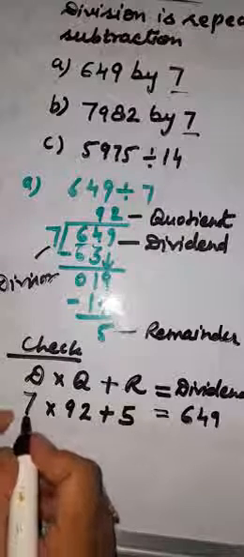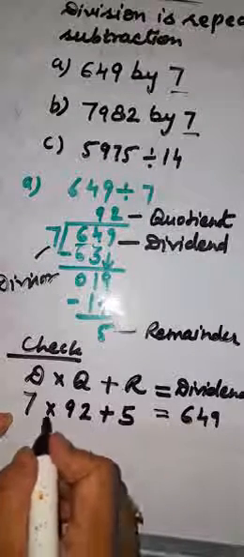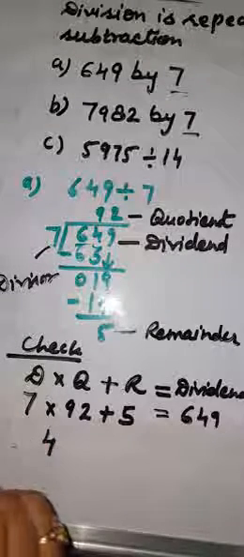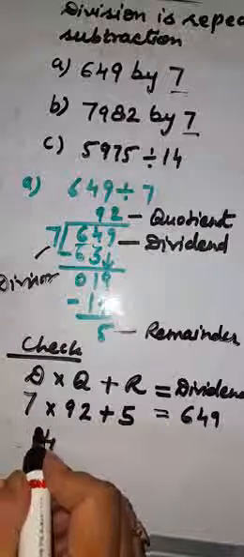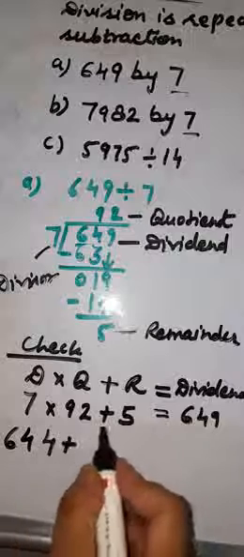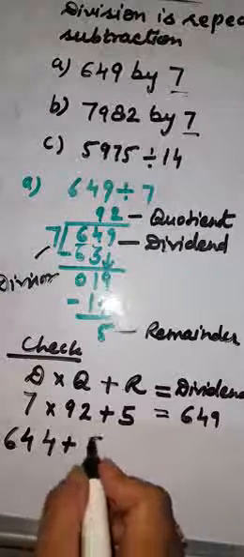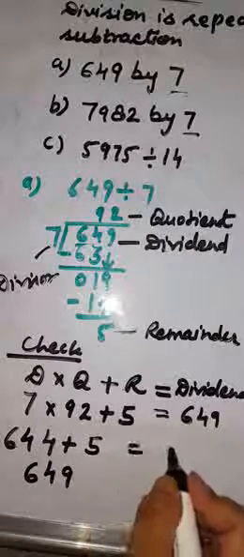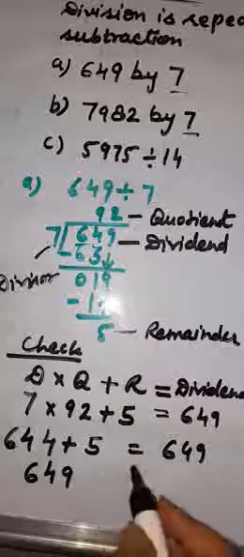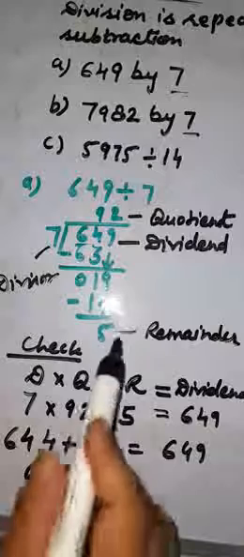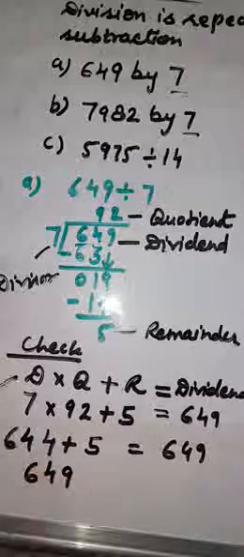Now just multiply 7 times 92. It means 7 twos are 14. Just keep the carry in your mind. 14, it means 1 carry. So 7 nines are 63. 63 plus 1 is 64. Now it is 644 plus 5, it is 649. So look here, 649 is equal to 649. So our quotient here is 92 and the remainder is 5. So this is correct. When we checked it, this is correct.